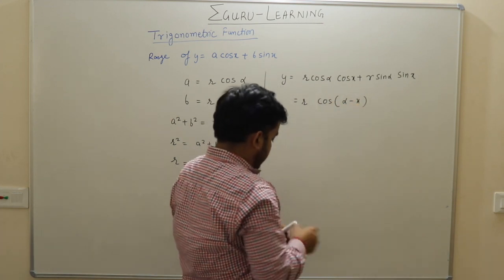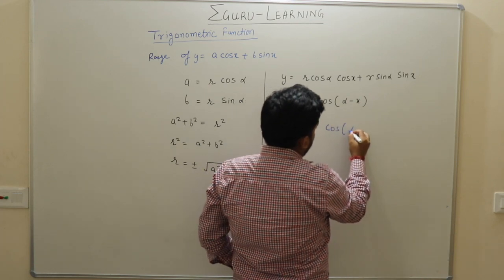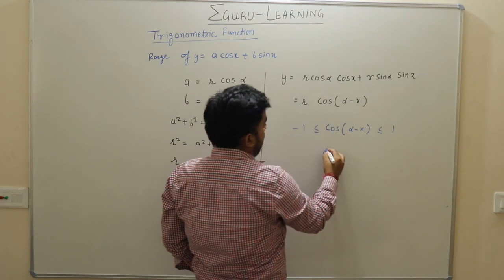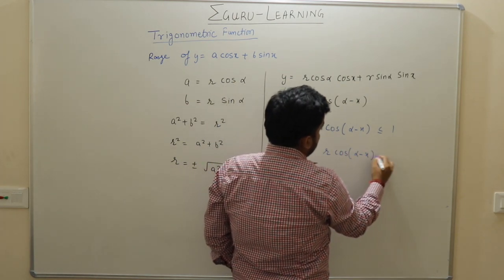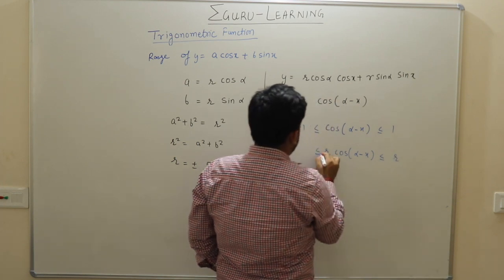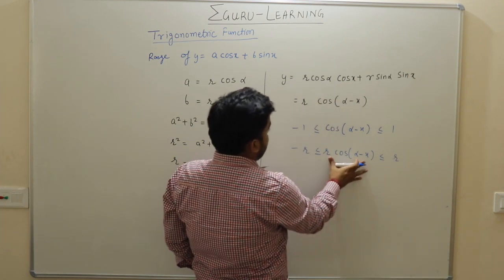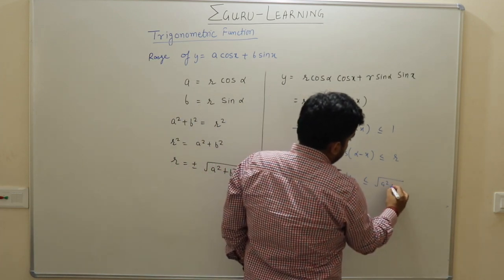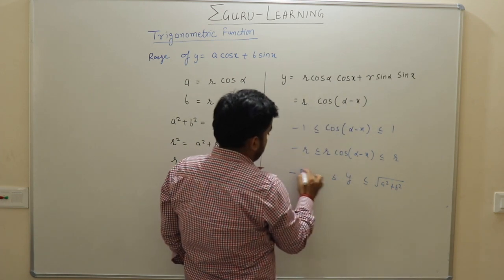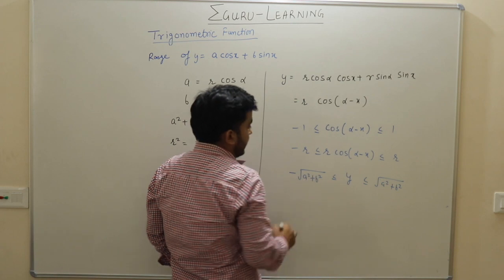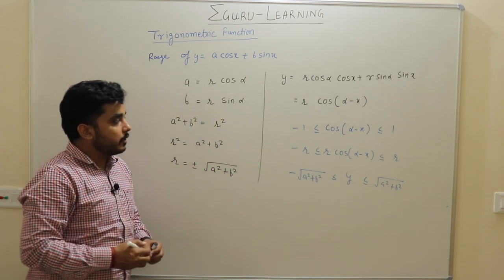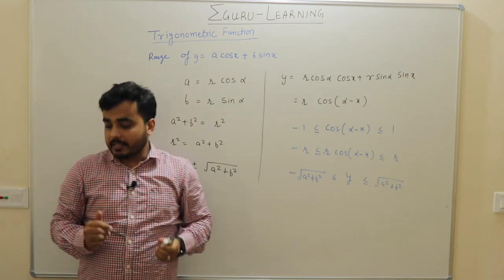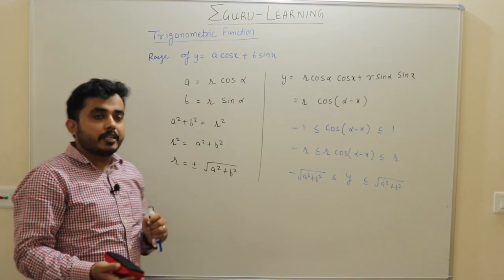Now we know that cos of alpha minus x will always lie between minus 1 to 1, and r times cos of alpha minus x would be between r and minus r. Hence we can say that this y will lie between plus root under a square plus b square to minus root under a square plus b square. So this is how we can find out the range of functions of the type a cos x plus b sin x. Now let us discuss one question based on this concept.